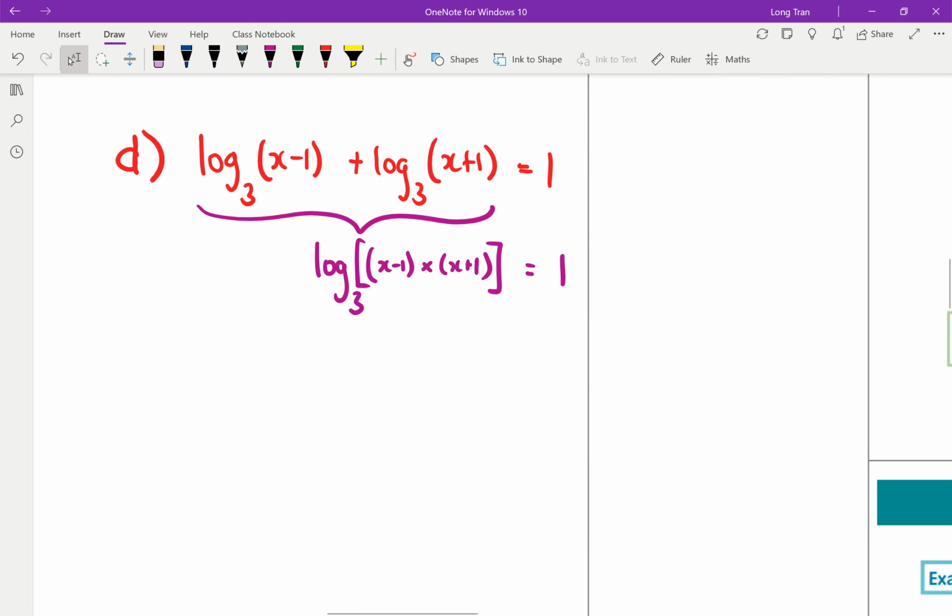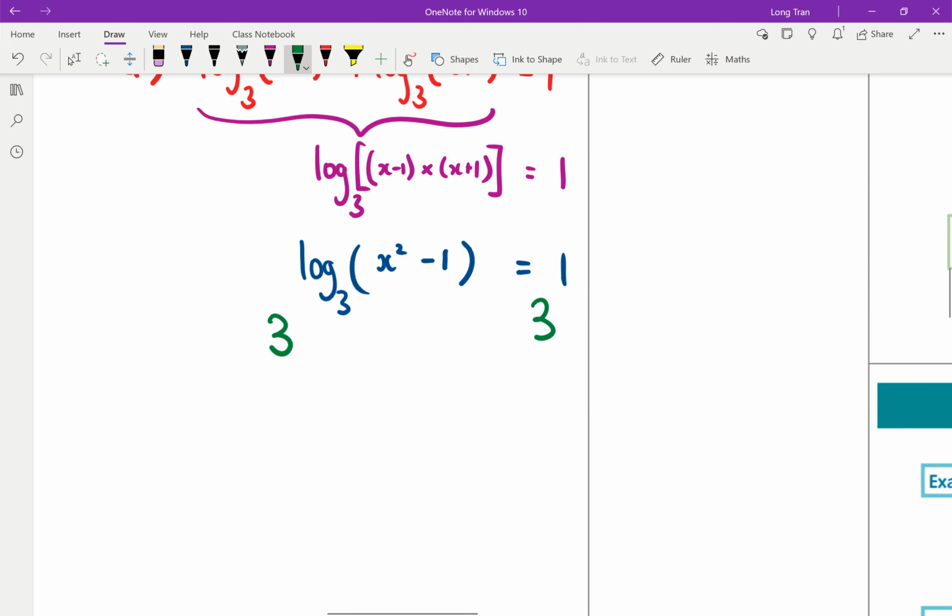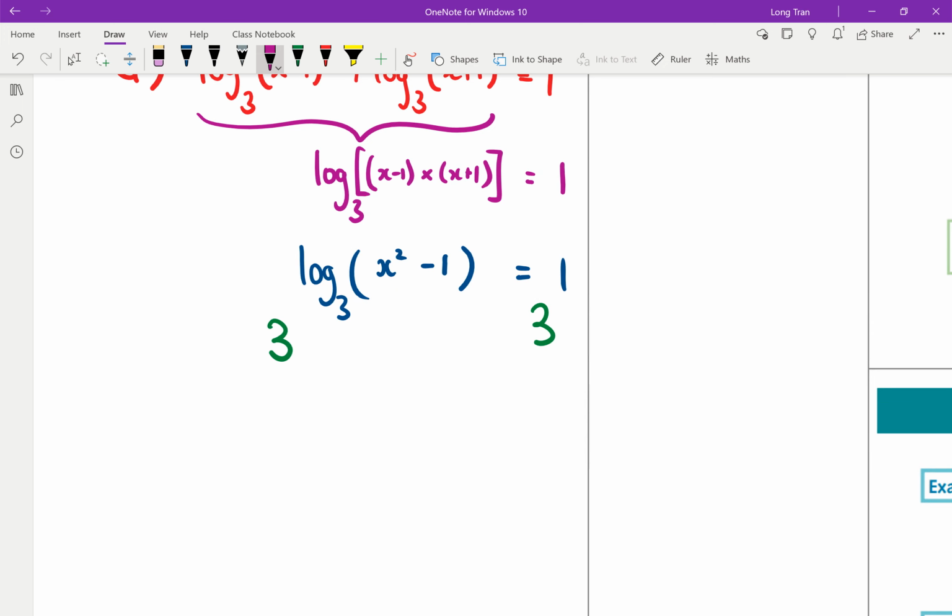If I multiply those two brackets together, that's a difference of perfect squares, so it becomes x squared minus 1. There you go. So log base 3 of x squared minus 1 is equal to 1. And same thing again, how do you get rid of that log base 3? Do the inverse of log, which is exponential. So 3 to the power of the left and 3 to the power of the right. I'm going to rewrite that: 3 to the power of log base 3 of x squared minus 1 is equal to 3 to the power of 1.